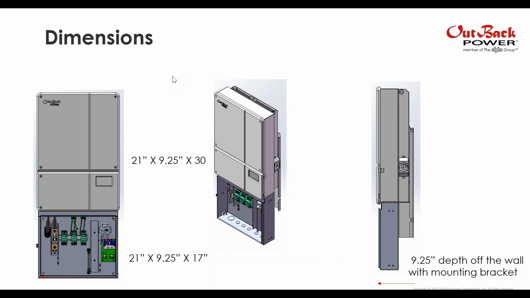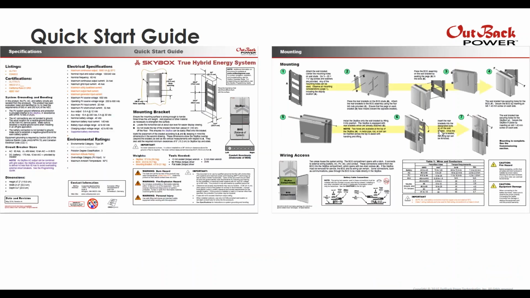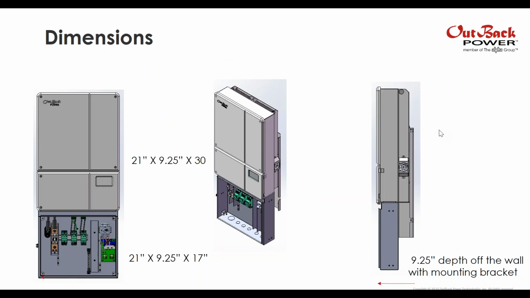SkyBox with the load center is about 47 inches tall. It's about 9 inches deep. Hangs on the wall, pretty simple and straightforward. I'm not allowed by OSHA to tell you that I've hung it by myself. It's a 90-pound total. It's the 90-pound maximum lift of the inverter, so it's a two-man lift.